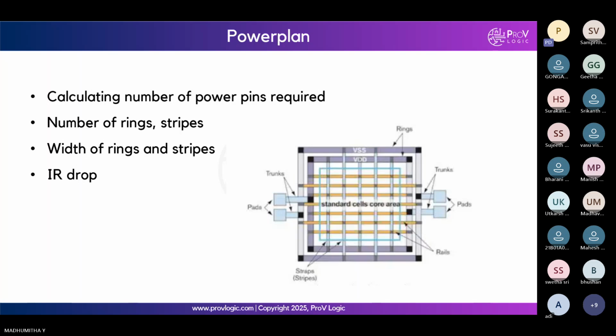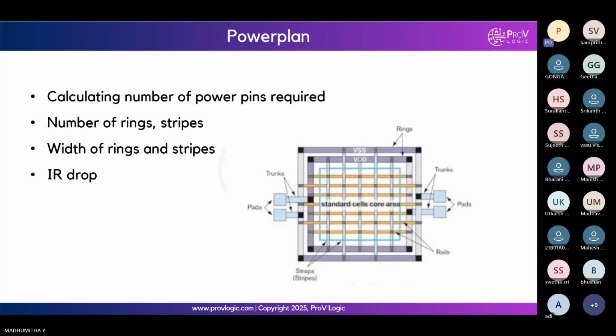Okay, how are we going to do that? What calculations do we have to do? In the points you can see calculating the number of power pins required. How many power pins do we need for our block? How many rings and stripes? These rings and stripes mean power rings and power stripes, and they take the power supply to the interior part of the block. The number of rings, and what must be the width of the rings and stripes, how to calculate that, and how to establish these rings and stripes in the design, we will be seeing in power plan. Next is IR drop.